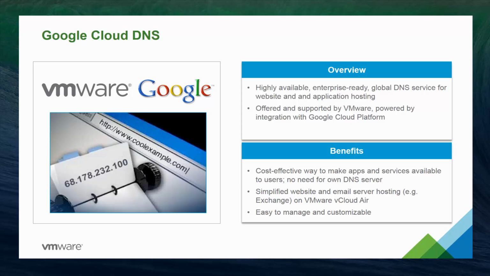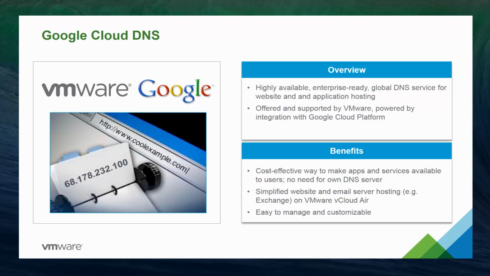In partnership with Google, vCloud Air will also be offering enterprise-ready global DNS service powered by Google Cloud DNS. This is a highly available, production quality, high volume DNS service that will take advantage of Google's infrastructure for low latency worldwide.